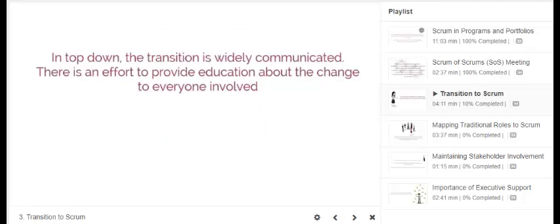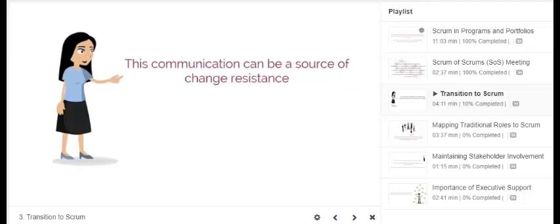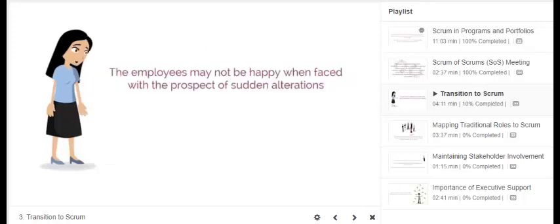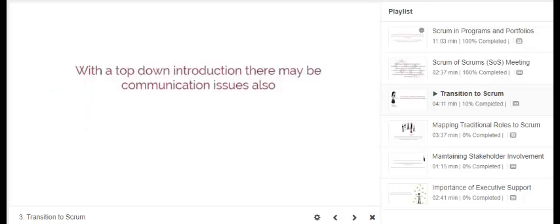In top-down, the transition is widely communicated. There is an effort to provide education about the change to everyone involved. However, this communication can be a source of change resistance. The employees may not be happy when faced with the prospect of sudden alterations. With a top-down introduction, there may be communication issues also.